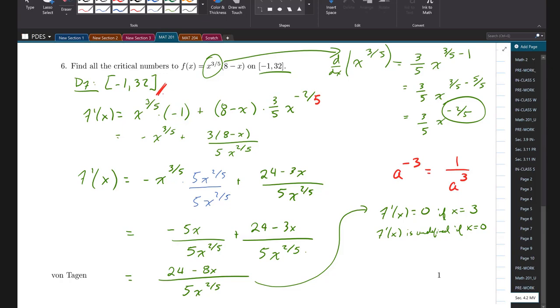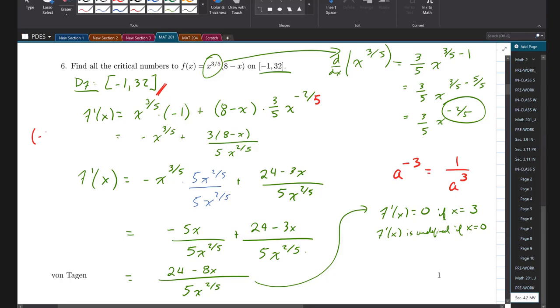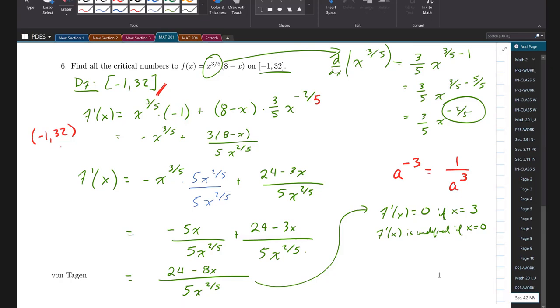So folks, does anyone want to go over that further, what we mean by an interior point? The interior points would be any point between -1 and 32, but not -1 and 32. Even though they're in the domain, they're considered boundary points. So I wouldn't include them when I talk about my interior points.